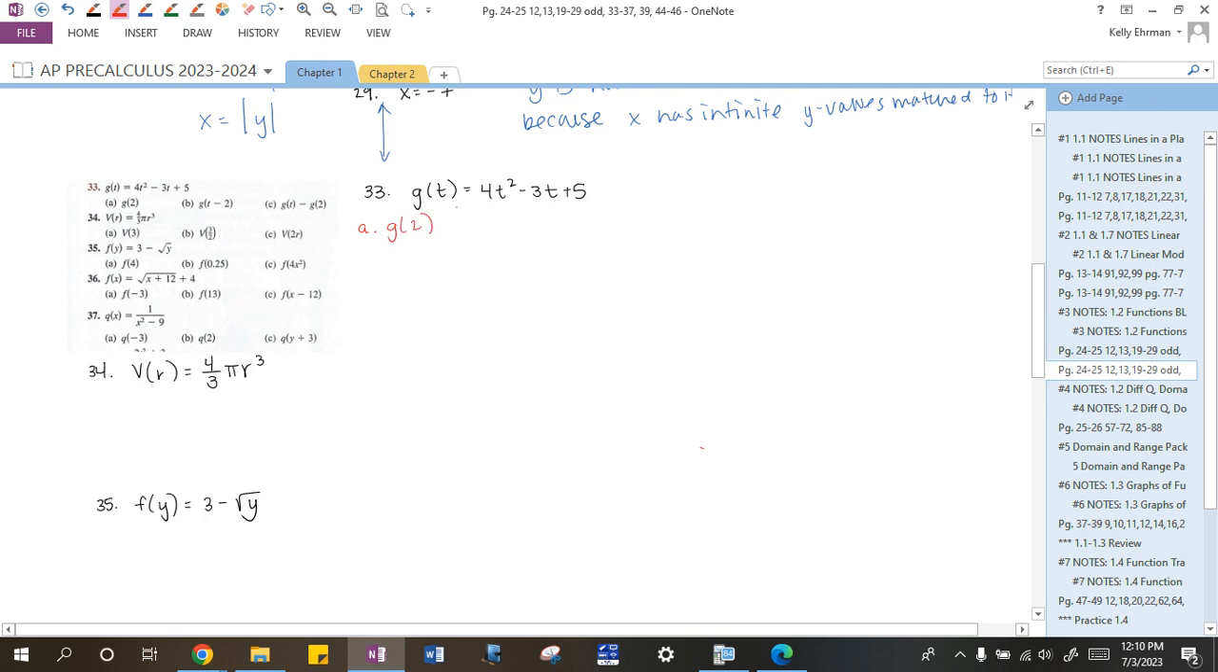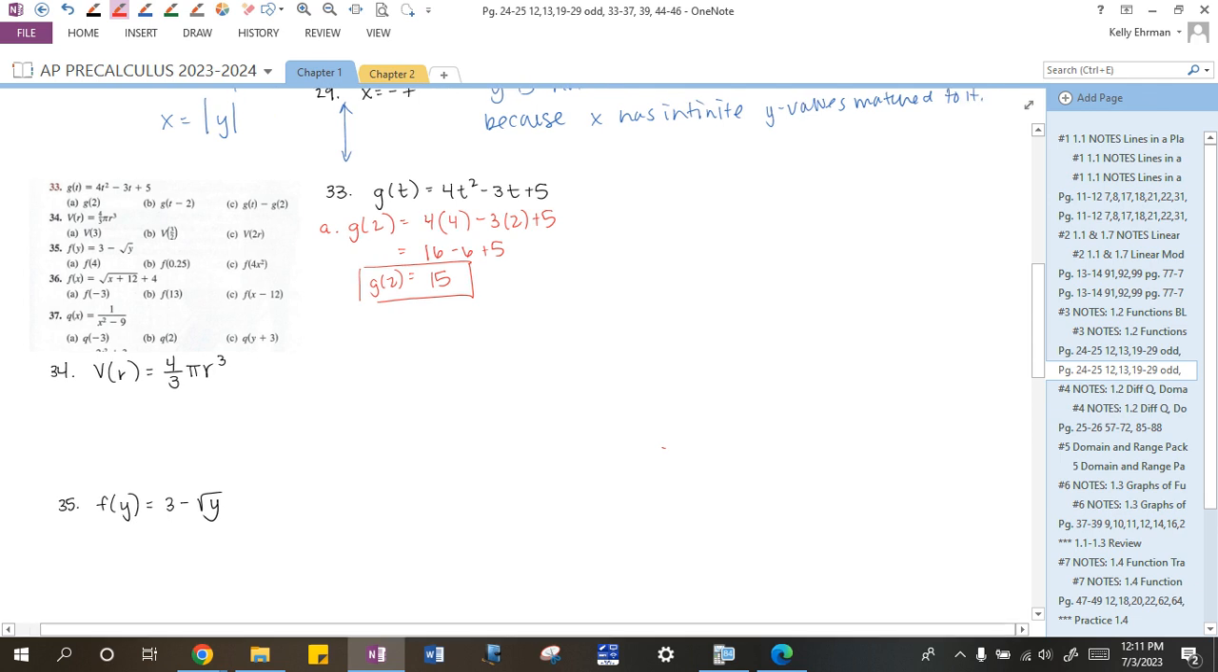So g of 2 just means we're plugging 2 in for t. So 4 times 4 minus 3 times 2 plus 5. 16 minus 6 plus 5. 10 plus 5. g of 2 is 15. You do need to show your work for my tests and for the AP test. Just get used to kind of justifying.